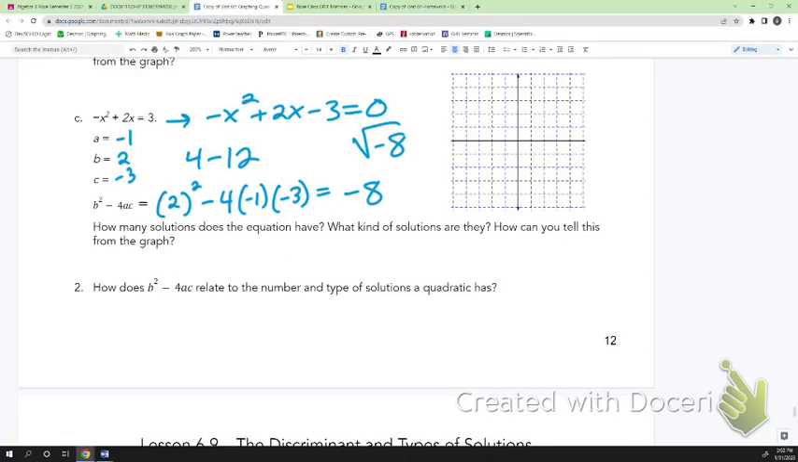We should probably find our vertex, our axis of symmetry. X equals negative b divided by 2a. Let's find our axis of symmetry. Negative b, all divided by 2 times my a. It should simplify to be positive 1. Positive 1 is going to be my axis of symmetry.